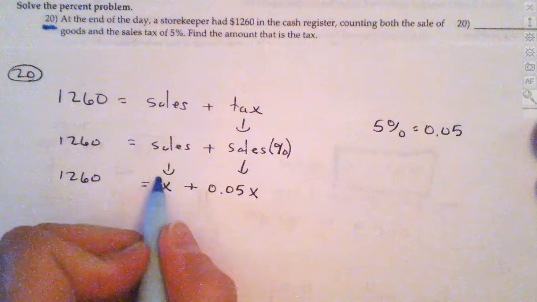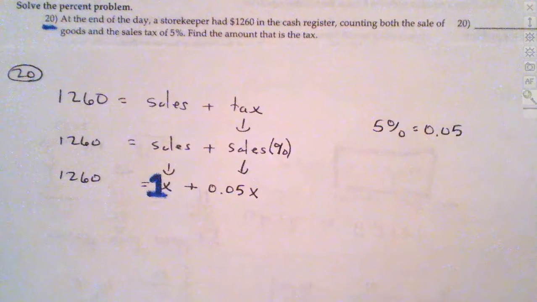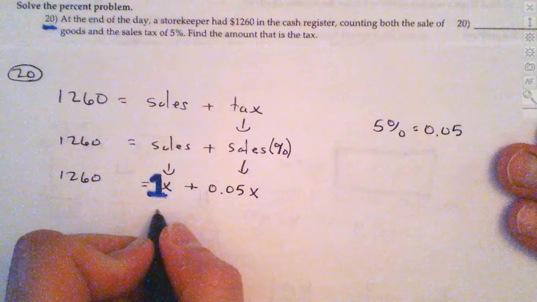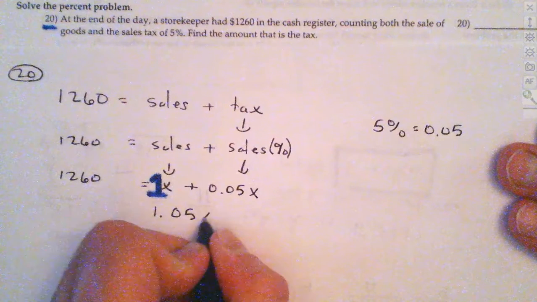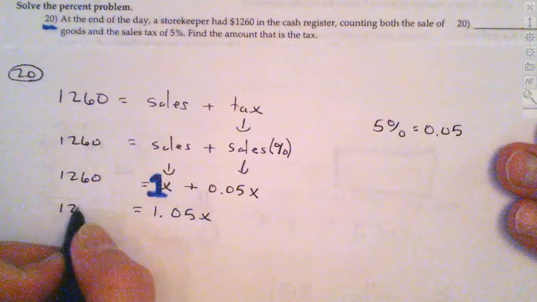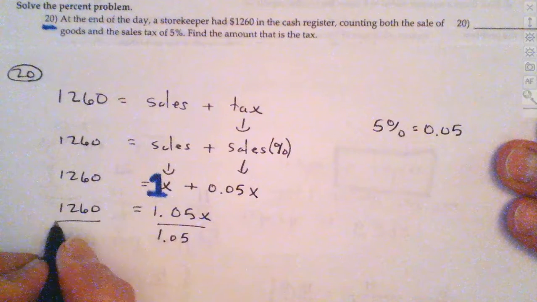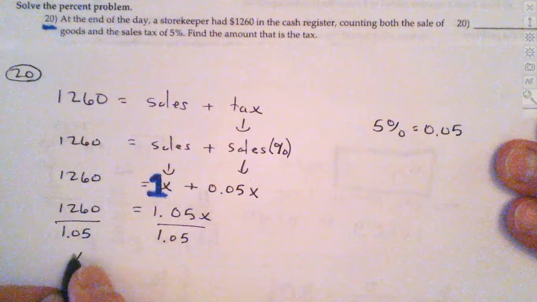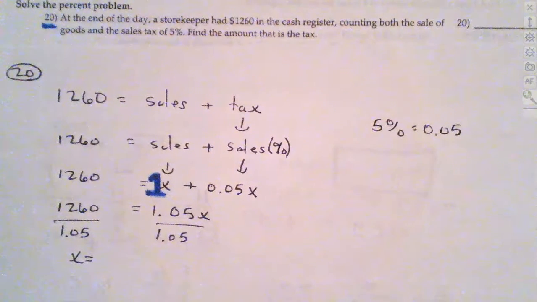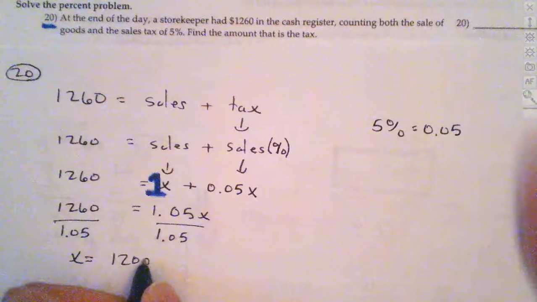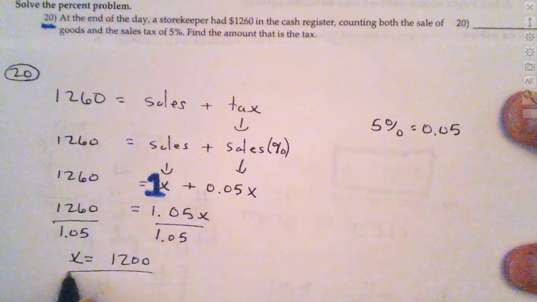When we add these together, be very, very careful with the decimals. So those will add together. And that's going to give you 1.05x. And that equals now your 1260. We'll divide by 1.05. And that leaves me with x equaling now, I believe it's 1200. Let me double check. We've got 1260 divided by 1.05. Yep, that's $1,200. So what do we have so far? $1,200. That's your sales.